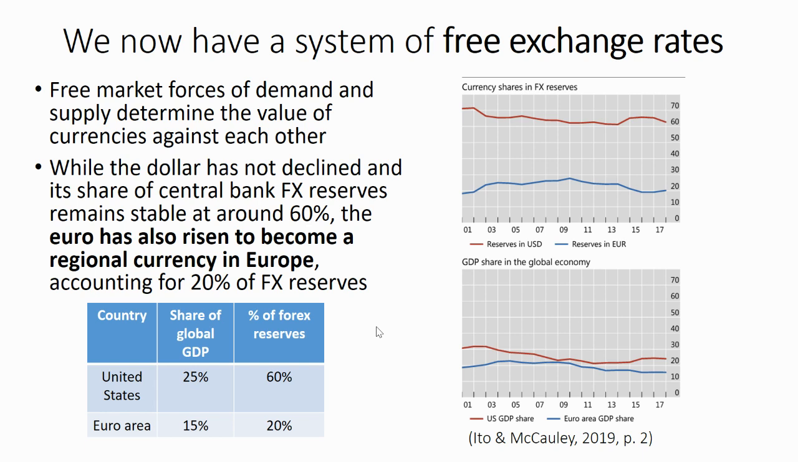But yeah, you can see here share of global GDP 25%, but share of foreign exchange reserves around the world 60%. So there's that mismatch there compared to the euro area having 15% of global GDP, but 20%. So it's more proportionate to its economic size in the world compared to the US.